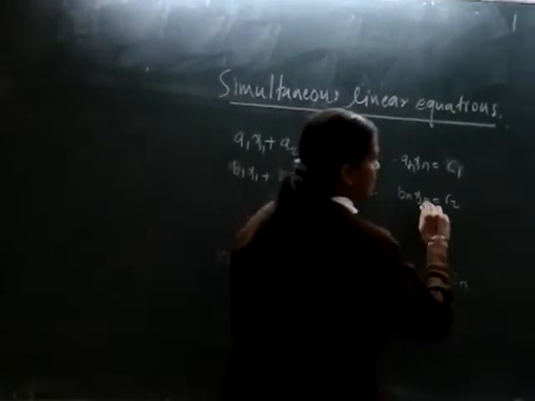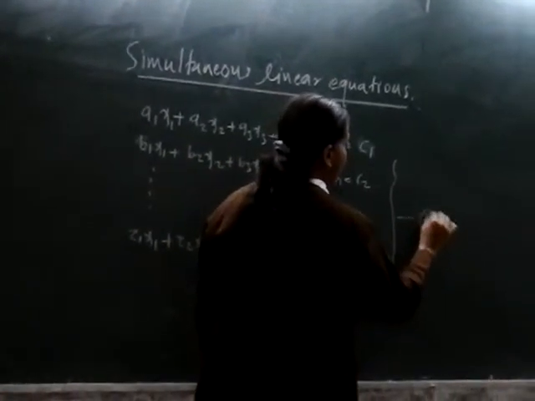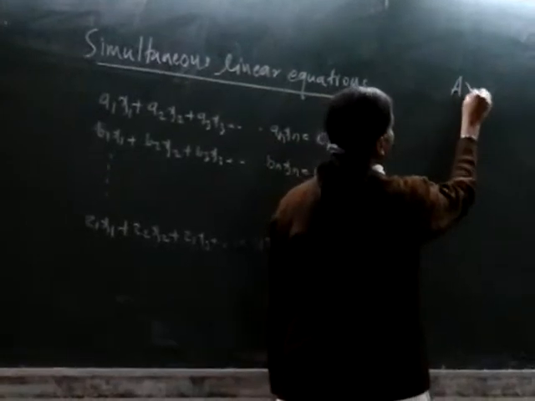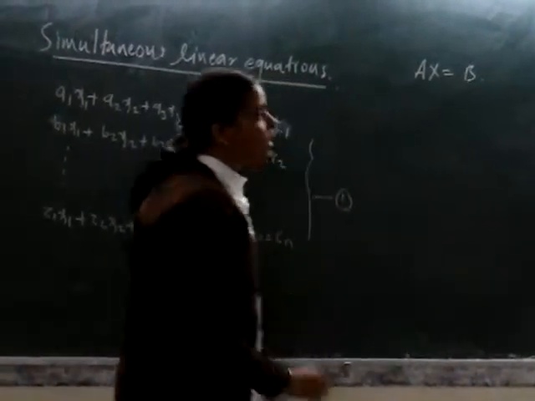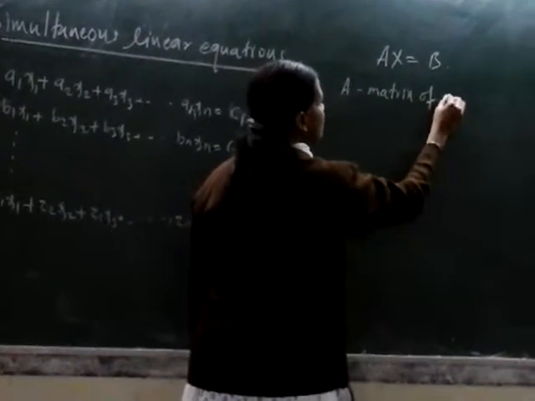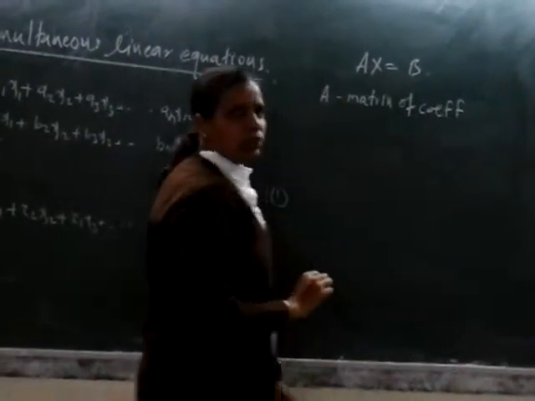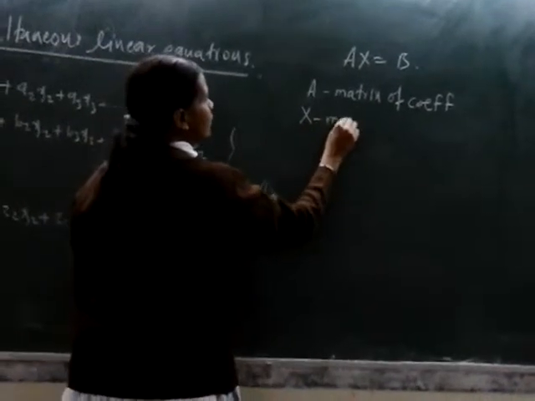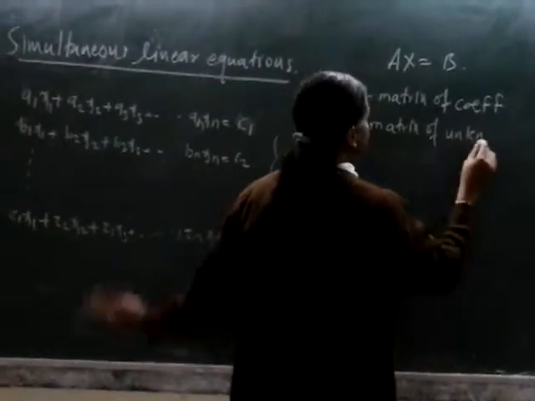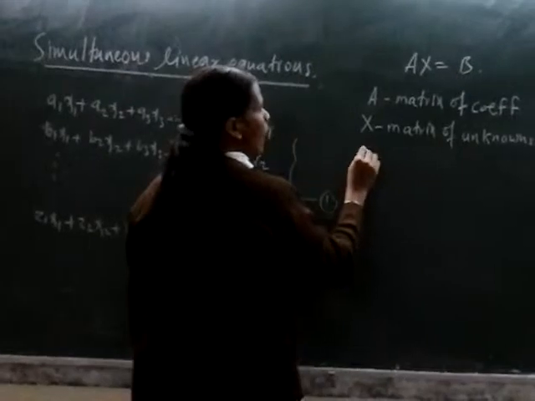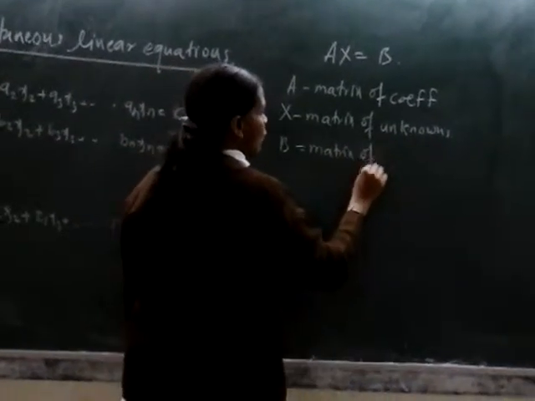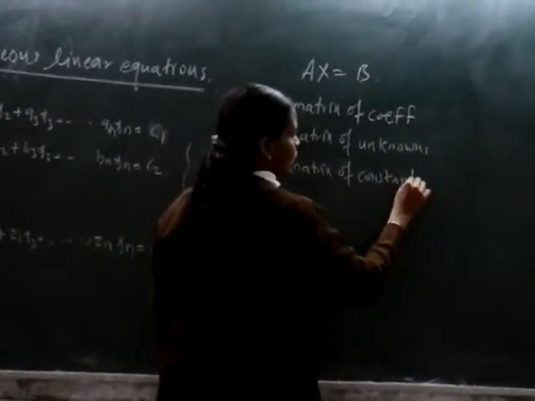Now, this system of equations we can write in the matrix form AX is equal to B, where A is the matrix of coefficients, X is the matrix of unknowns, that is x1, x2, x3 up to xn, and B is the matrix of constants which are on the right hand side.